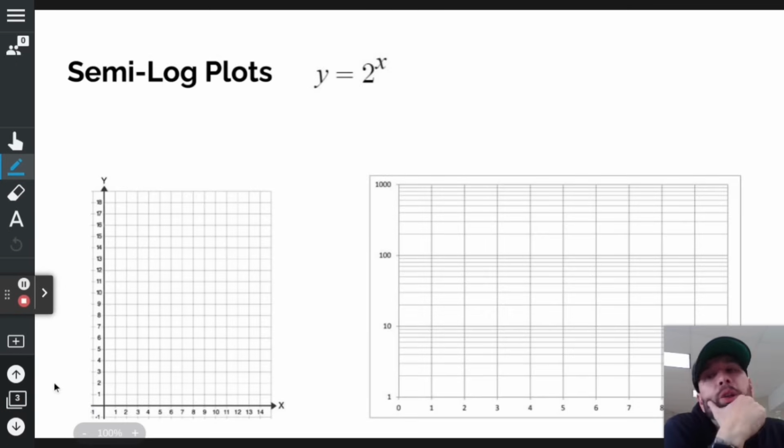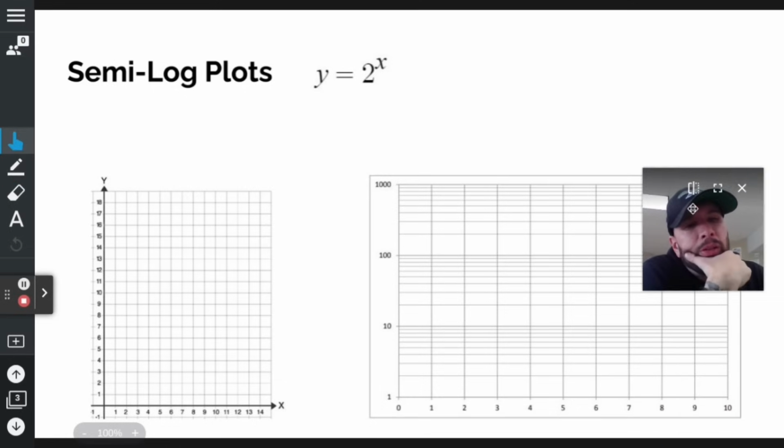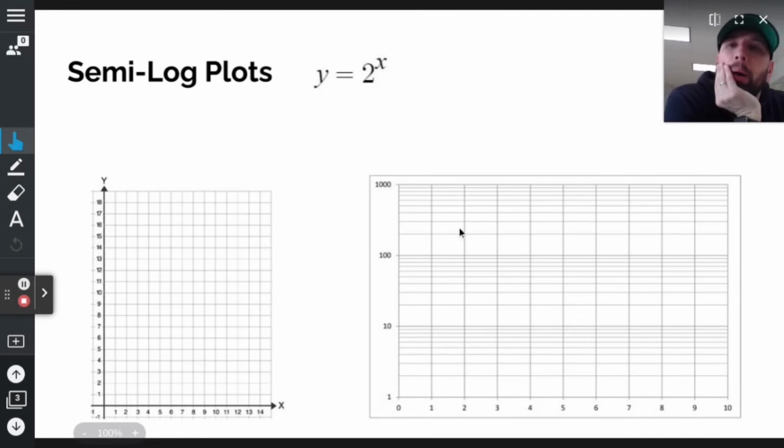Other thing that we have to take a look at is semi-log plots. Now a semi-log plot takes a log and makes it look like a straight line.